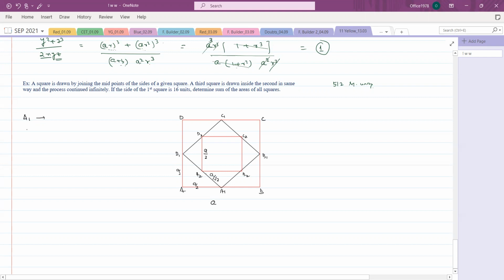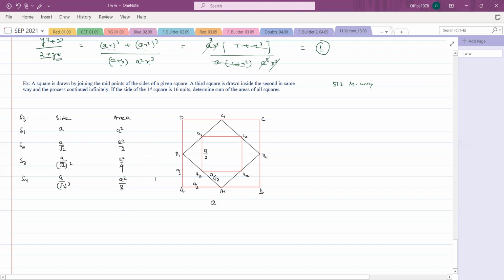I am taking the first square as S1. Let us make three parts: square, side length, area. First square S1, side length A, area A square. Second square, side length A by √2, area A square by 2. S3, side length A by 2, area A square by 4. S4, side length A by 2√2, which is √2 whole cube in the denominator, area A square by 8, and so on.